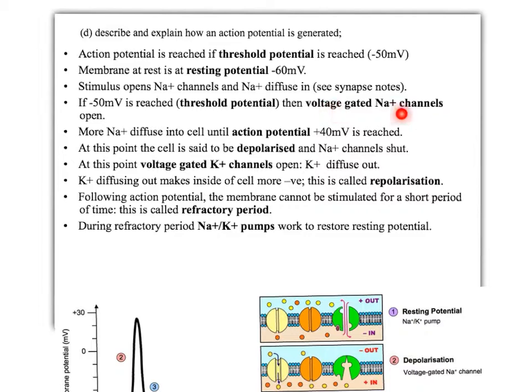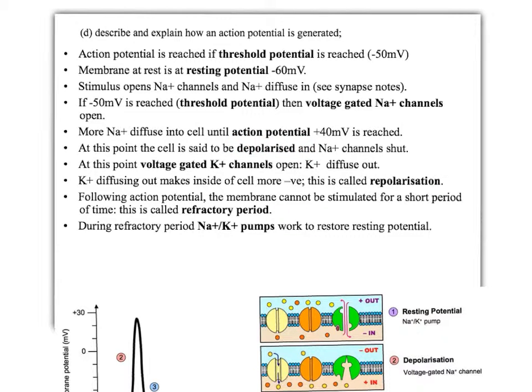Okay, and if threshold potential is reached, proteins in the cell surface membrane, which are called voltage-gated sodium ion channels, suddenly open. When they open, a large amount of sodium ions will be able to diffuse in through these voltage-gated ion channels. So there's a sudden rush of sodium ions, this positive charge, into the cell until the cell reaches about plus 40 millivolts, and that's described as action potential.